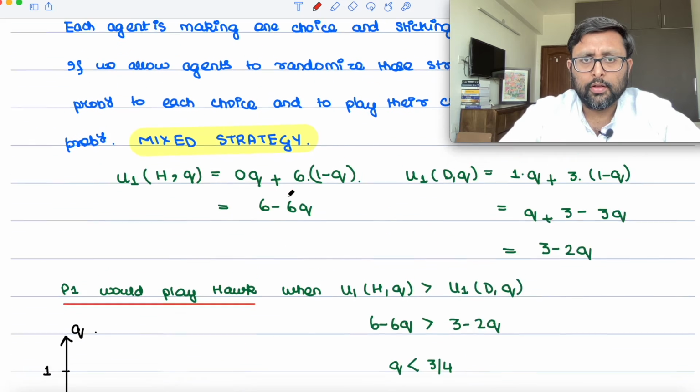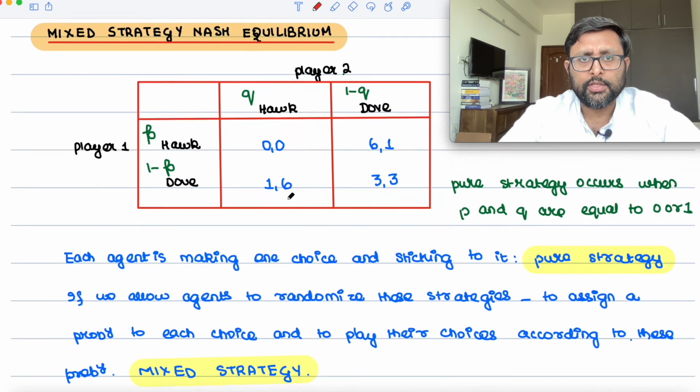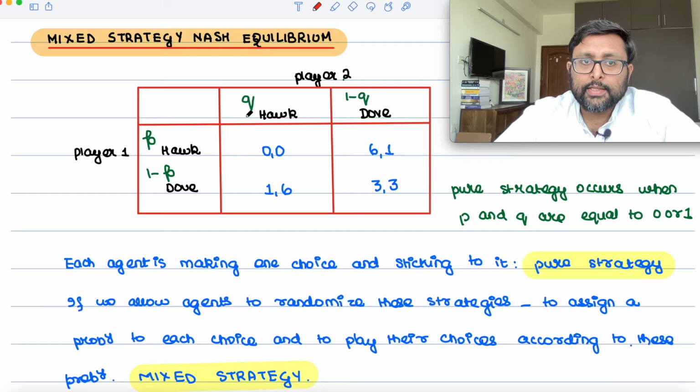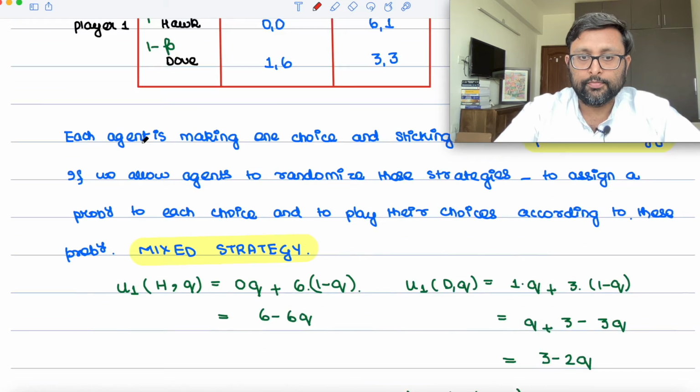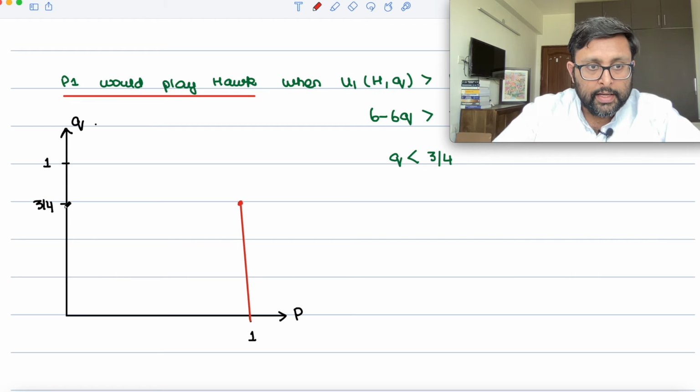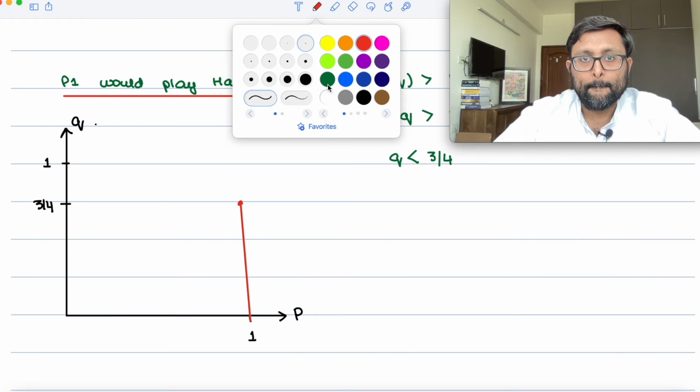Let's look at it once more. If q is less than 3 by 4, the utility which individual 1 gets from playing hawk is more than the utility which individual 1 is going to get from playing dove. So he'll be playing hawk only, so he'll surely play hawk. That means p is equal to 1. For all values of q less than 3 by 4, p is equal to 1. You with me?